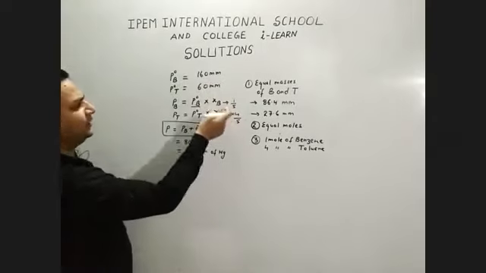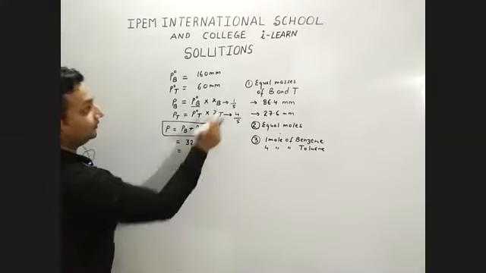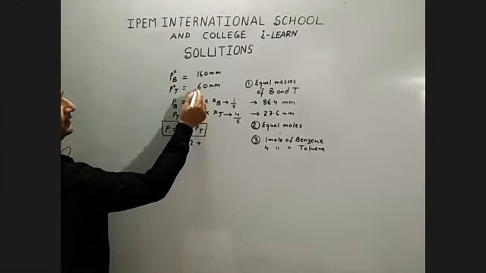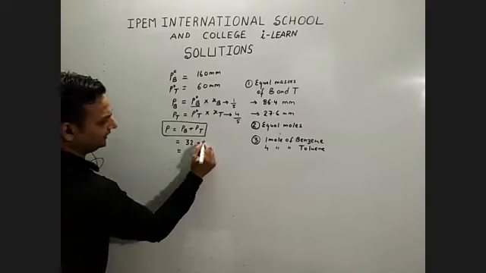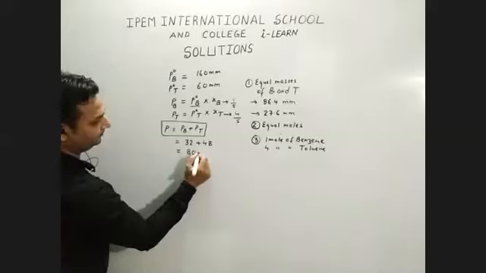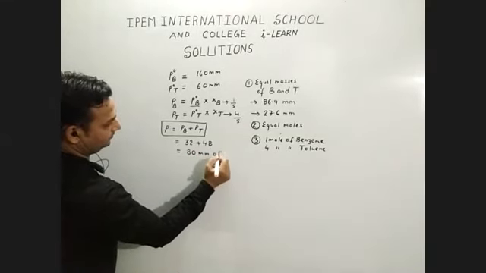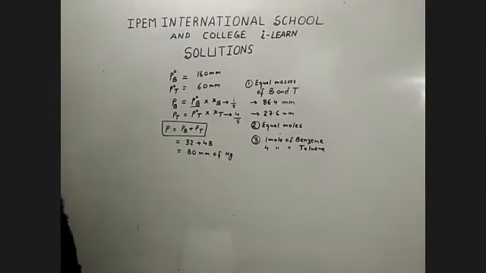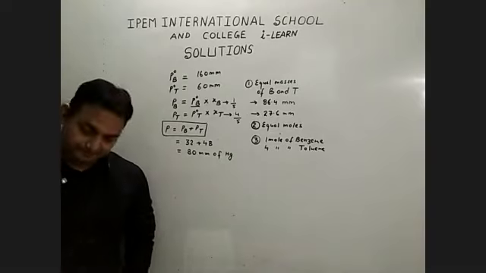Now we have the values. We can directly multiply. So 160 into 1/5 is 32, and 60 into 4/5 is 48. So 32 and 48, total we get 80 mm of mercury. Done.